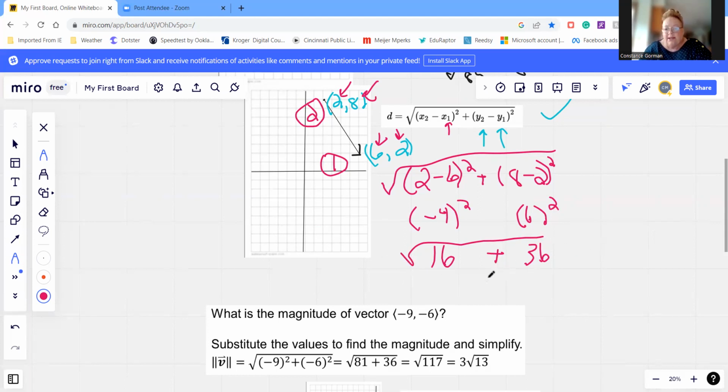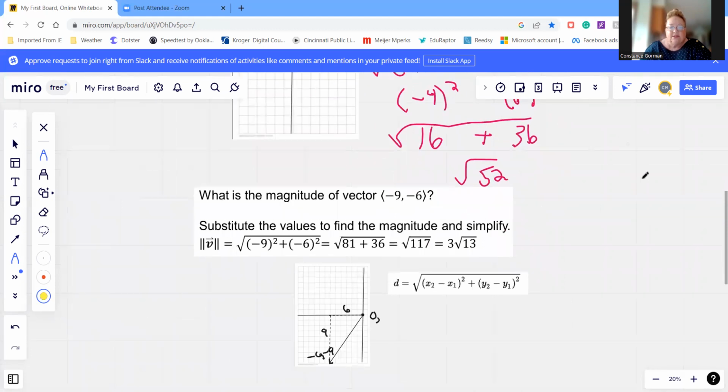Then combine the quantities, which is 52. So now the distance is the square root of 52. You do not take the square root again because you're not using the Pythagorean theorem. You are working with this equation, okay? Not the Pythagorean theorem. All right, so let's have you practice some problems.